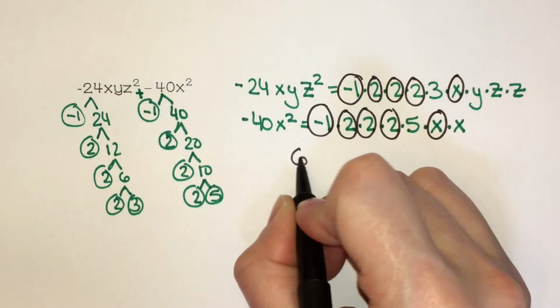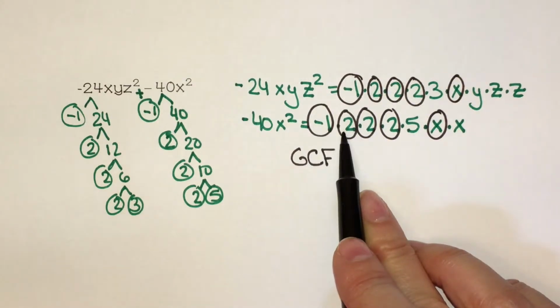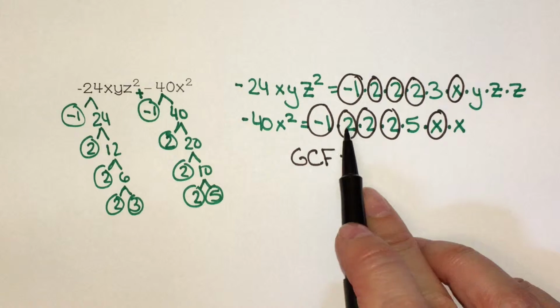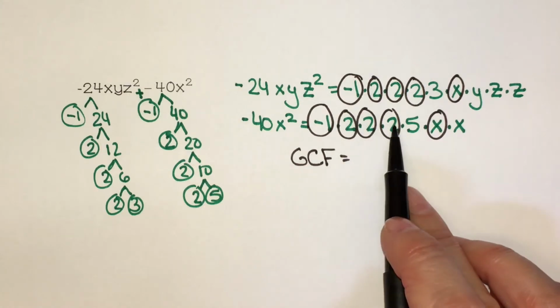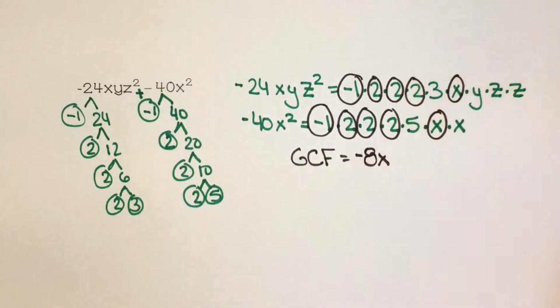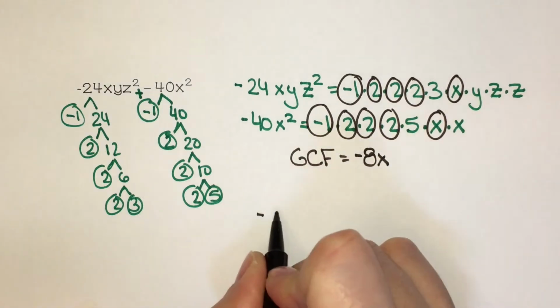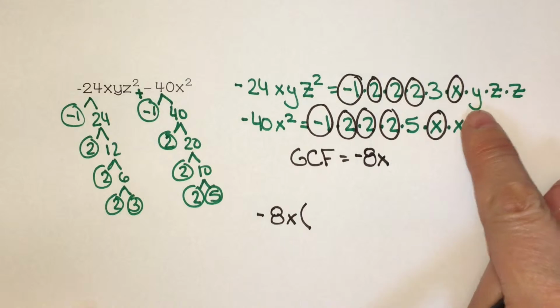So our greatest common factor, I'm going to multiply this together. Negative 1 times 2 is negative 2. Negative 2 times 2 is negative 4. Negative 4 times 2 is negative 8, multiplied by x. So I'm going to factor out my greatest common factor, negative 8x, multiplied by what's left over.